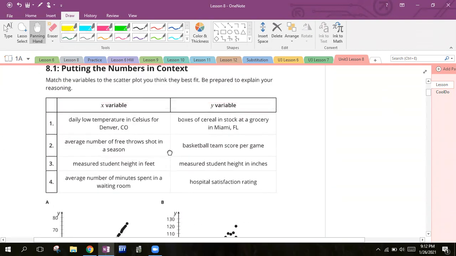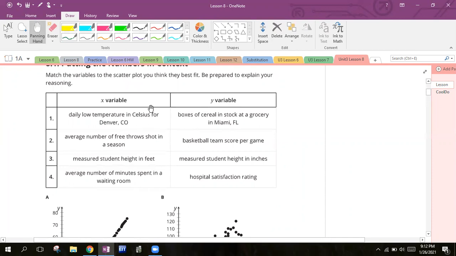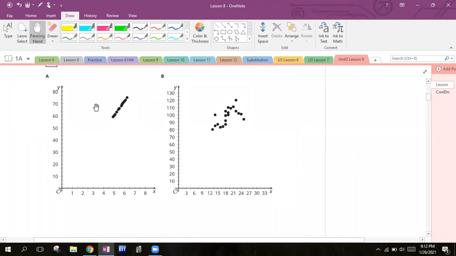So I'm going to do the first one with you. Okay, it says the daily low temperature in Celsius for Denver, Colorado. Okay, so that's my X value. All right, and then the boxes of cereal in stock at a grocery store in Miami. All right, so what do you think the association is between the temperature in Colorado and how much cereal is in stock in Florida? Okay, just off the top of your head, do those things even seem like they go together? No, probably not.